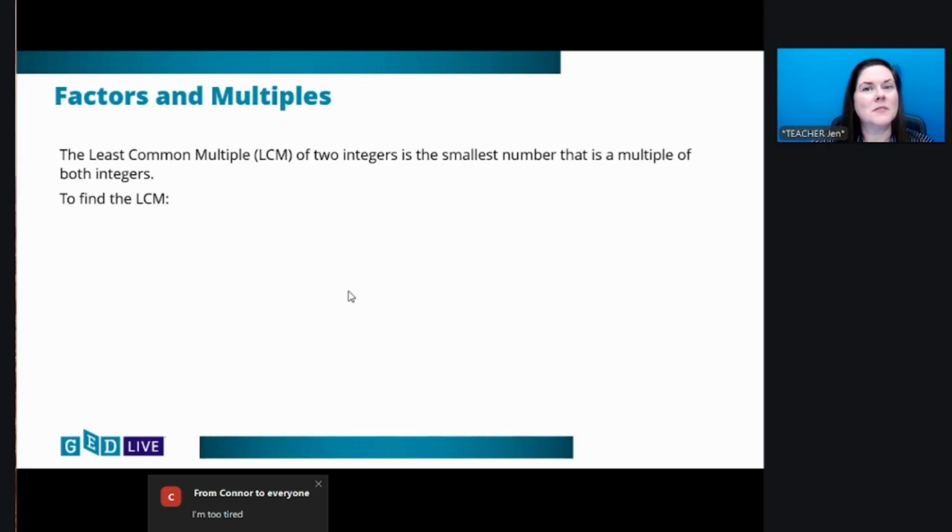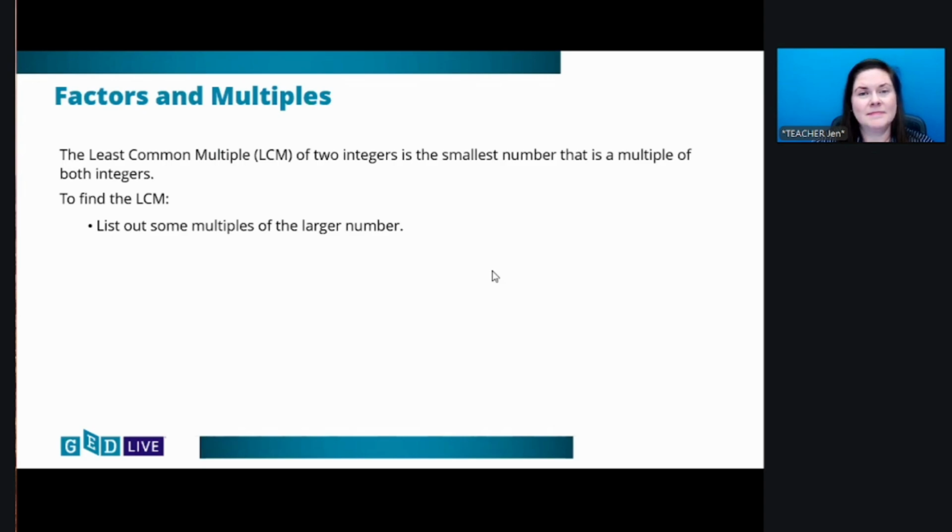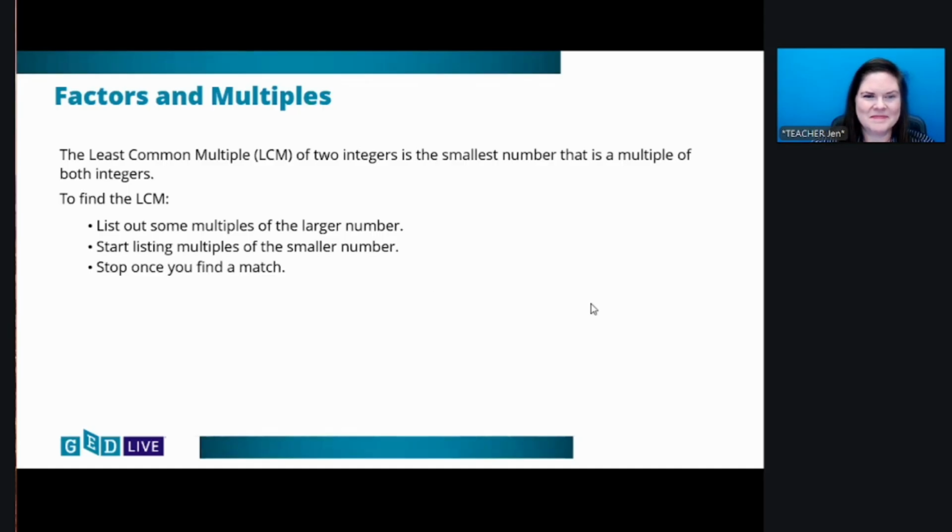Let's talk about how to find the LCM. List out multiples of the larger number. List out multiples of the smaller number. And then stop when you find a match. So let's find the LCM of 20 and 30. Like if we were adding the fractions 1 over 20 and 1 over 30, we needed to find the least common multiple. Start with your bigger number, 30, and write out a few of those multiples.